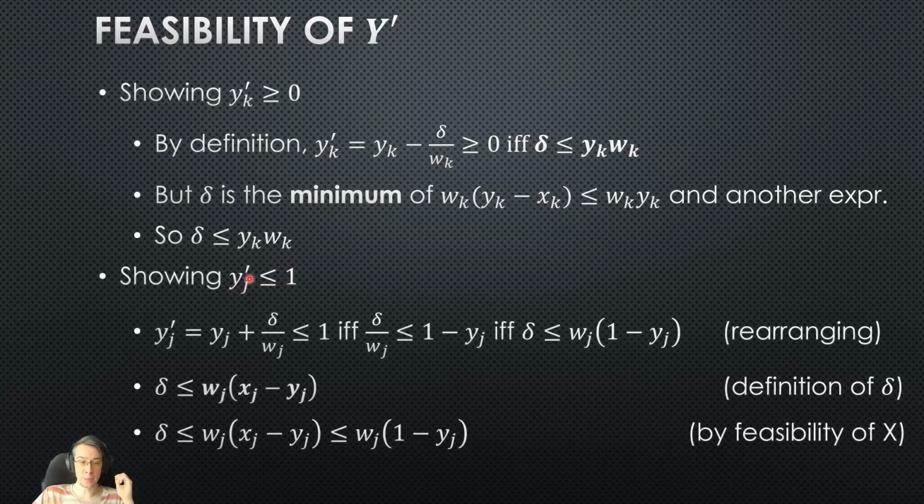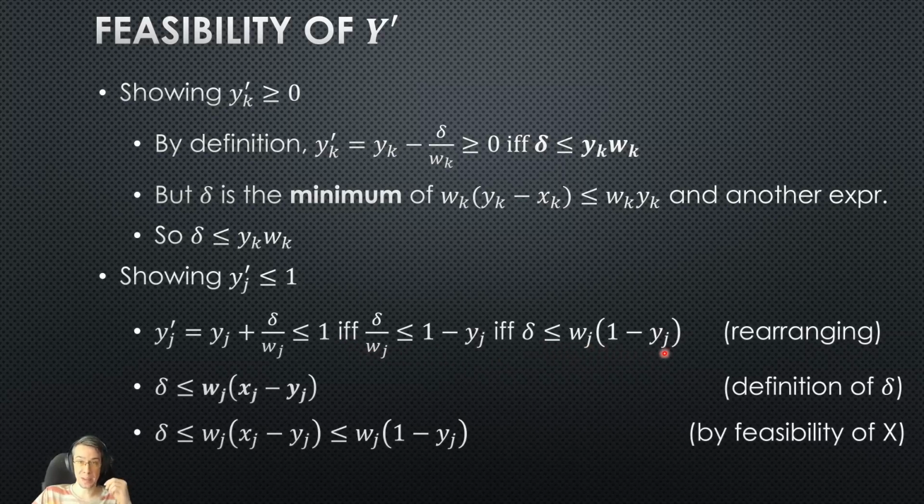Okay, how about y_j prime is less than or equal to 1? Well, y_j prime, by definition, is y_j plus delta over w_j. That's how we defined y_j prime. We want this to be less than or equal to 1. And we can rearrange this expression, move the y_j to the other side, subtract it from both sides. And then we get this, and then we can multiply by w_j, and we get this. So delta has to be less than or equal to w_j times (1 minus y_j).